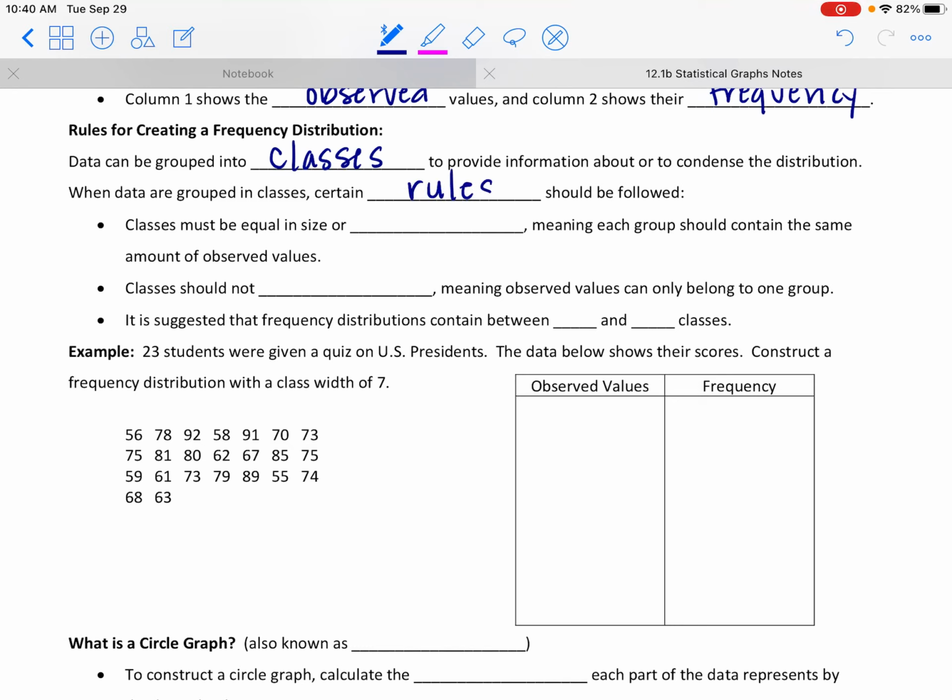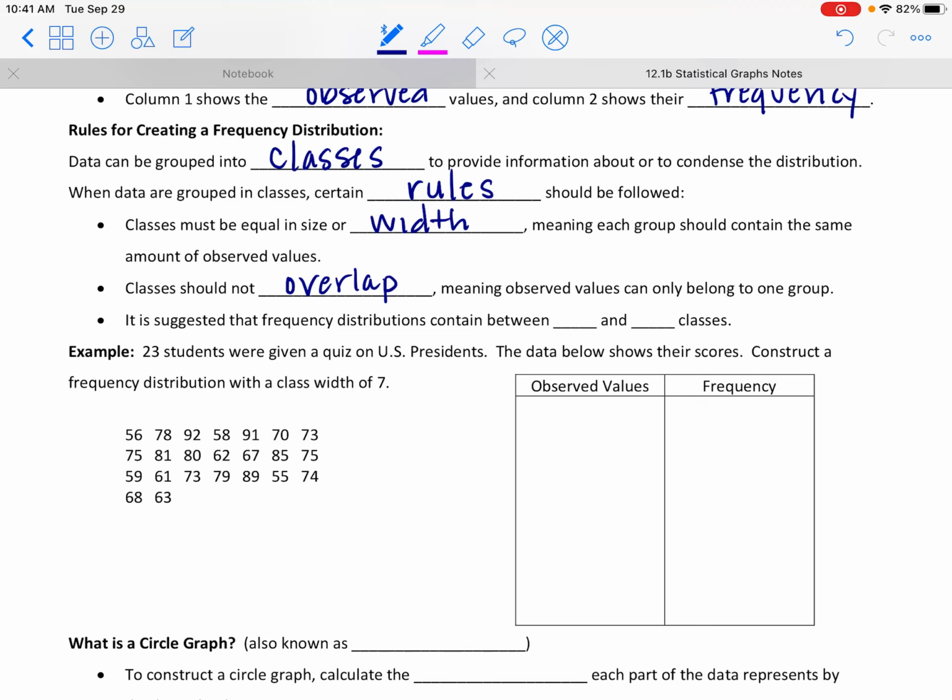And then when you group the data into classes, there are a couple of rules for the groupings. Okay? The classes, again, that's another name for the groups, they have to be equal in size. So if you put 10 quiz scores in one group, there should be 10 in the next group, 10 in the next group. So you want all of the groups to be the same size, and we call that size of our class, of our group, the width of the class. Okay, and then the classes, the groups, they shouldn't overlap. So there shouldn't be two different groups where you could put one quiz score, for instance.